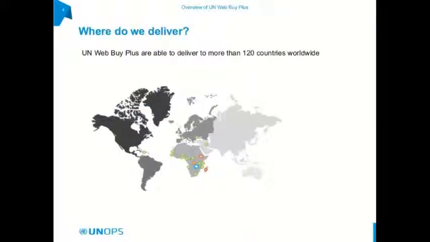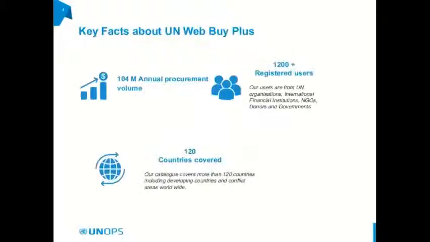UNWebBuy Plus is able to deliver to more than 100 countries worldwide, with geographical distribution from Latin America and the Caribbean, Africa, Asia, and Europe as well. This is the geographical distribution of how UNWebBuy Plus delivers to these areas. There are key factors about UNWebBuy Plus. One of the key factors is 104 million annual procurement volume or transaction.